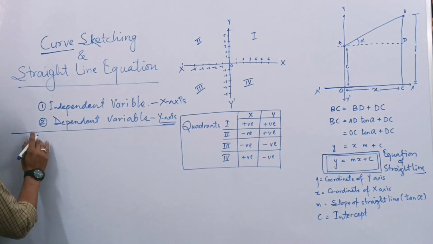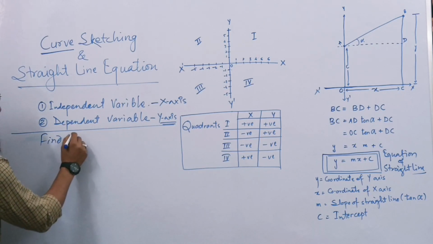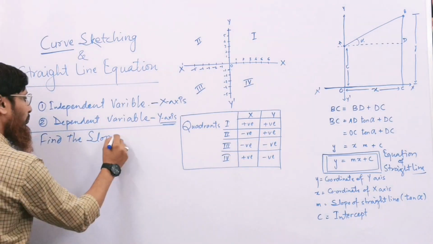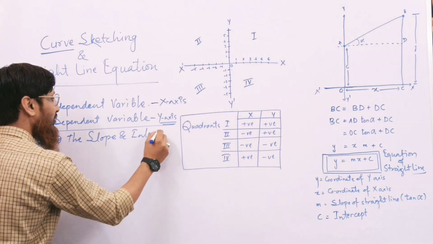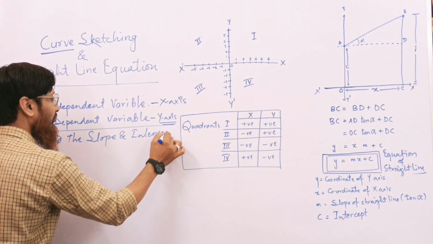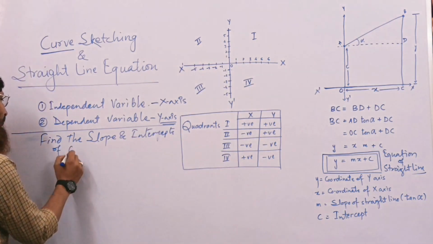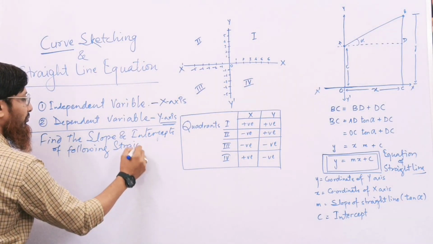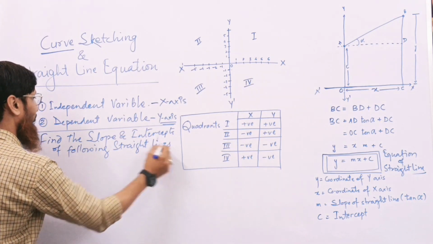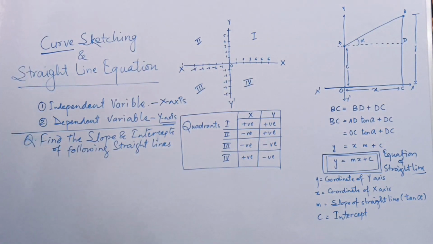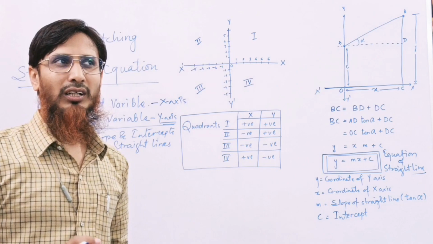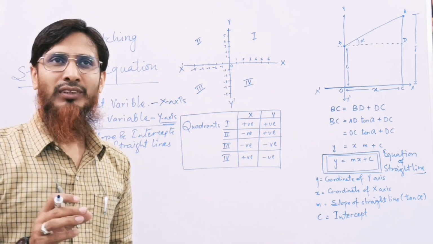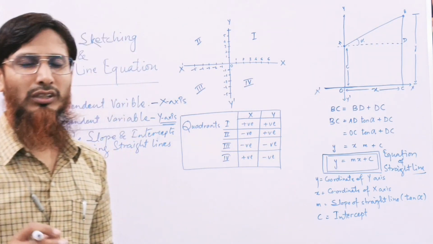Now the question simply comes like: find the slope and intercepts of the following straight lines. This may be the question. So we have to just find the slope and intercept of the straight lines.